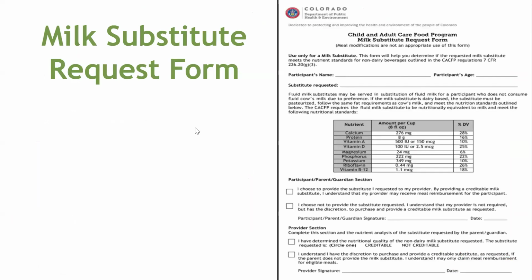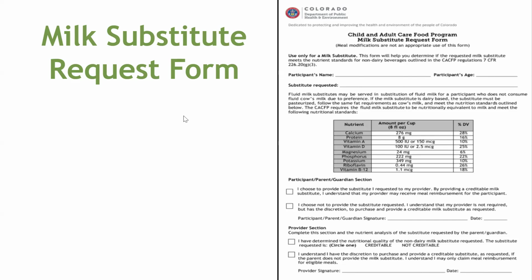But this is what that milk substitute form looks like. So the parents would fill this out. It does not need to be signed by a medical professional. They would fill out that top portion, so the participant's name, the age of the participant, and then the substitute that's being requested. And then they would also fill out if they choose to provide the substitute, or if they want the center to provide it. And then they would sign and date the bottom.